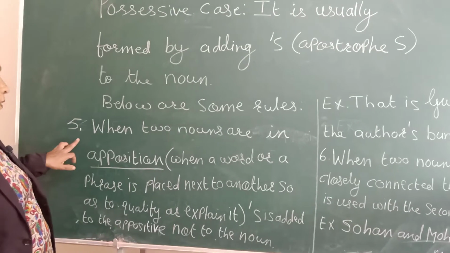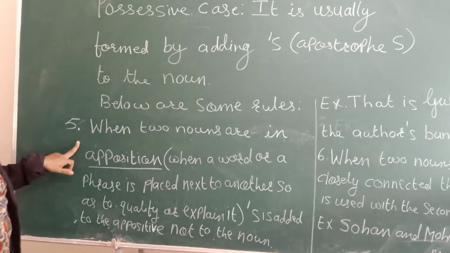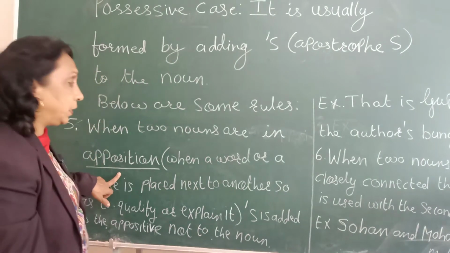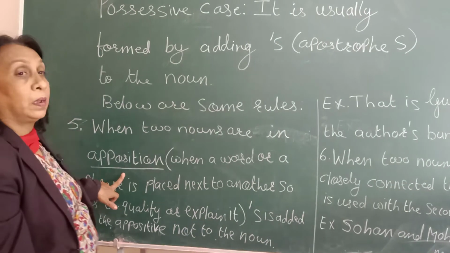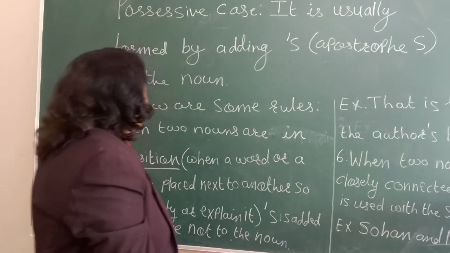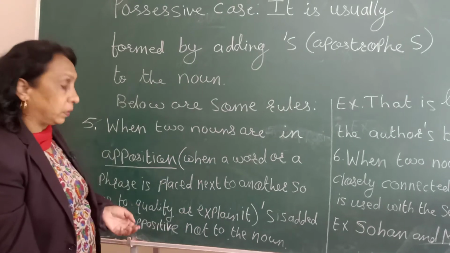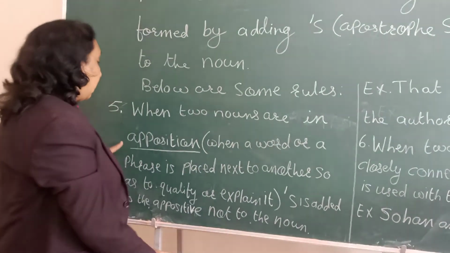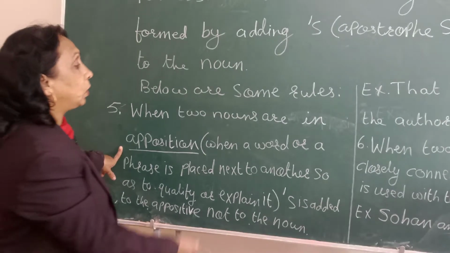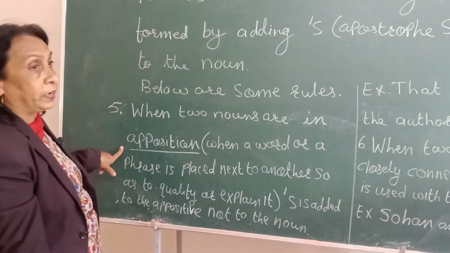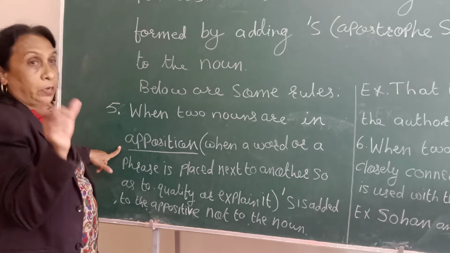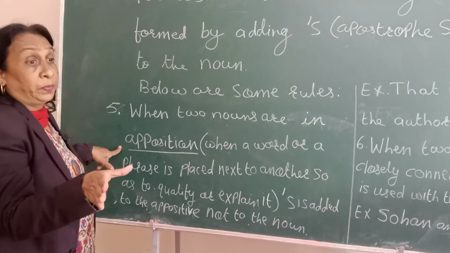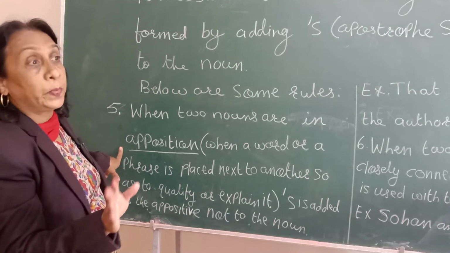Now let's begin with the fifth rule. Look at the fifth rule. When two nouns are in opposition, not opposite, it is opposition. Opposition means when a word or a phrase is placed next to another so as to qualify or explain it. Now see here, the meaning of opposition is what? When a word or a phrase, you know what is a word? A word is a single unit of a language. And a phrase is a group of words which does not make complete sense.